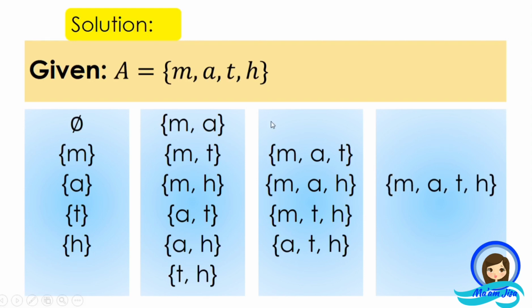Do you have questions? Okay, great. So just remember that an empty set is a subset of any set, and the set itself is also a subset of that particular set. And then you start with a subset containing one element, and then two elements, three elements, and so on, depending on the number of elements in a given set.